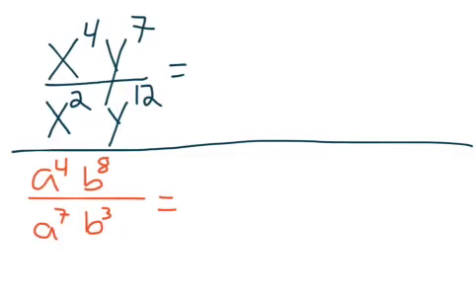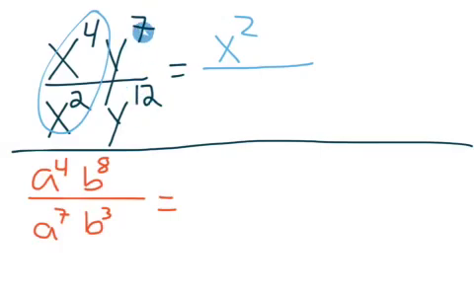Okay, so take a look at this top one here. Go ahead and take your time to type this down in your notebook. x to the 4th, y to the 7th over x squared, y to the 12th. So again, I'm just going to look at it. I'm going to compare my x's, and I notice I've got 2 more x's on top. Well, that means I'm going to have x squared on top. If I look at my y's, I've got 7 on top, 12 on the bottom. Well, I'm going to have 5 more on the bottom, so that's just going to be y to the 5th.